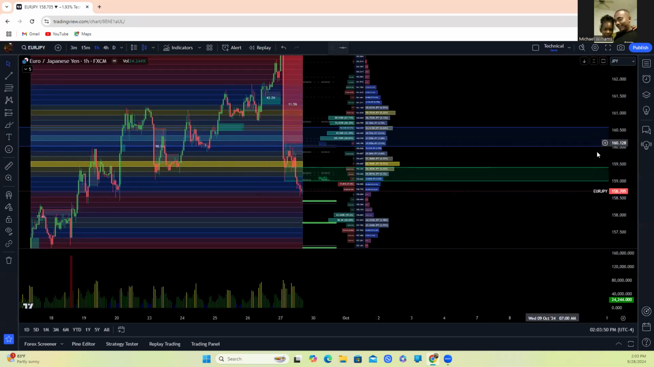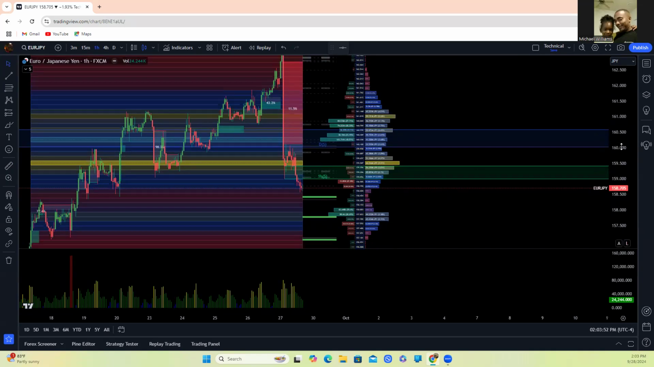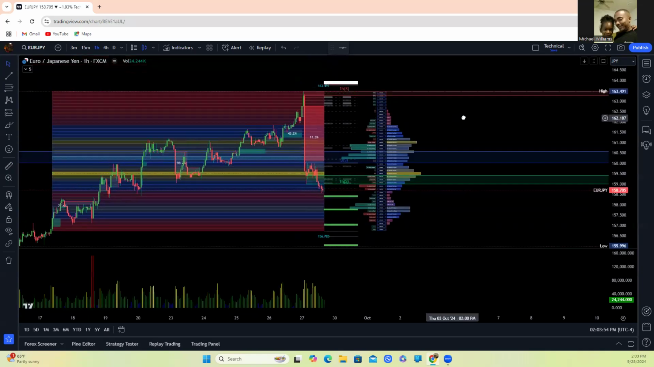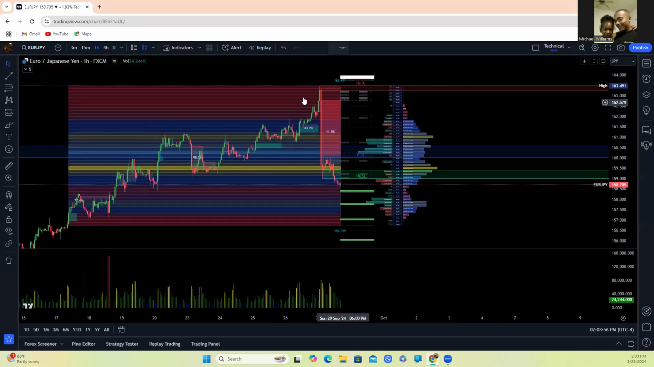The whole point I wanted to point out is where our key zones are on this chart. So we got the red zone right here, blue zone, a little bit of yellow right there, and some yellow right here. So we got blue zone, some yellow, blue zone, red zone. So we see what price is doing.